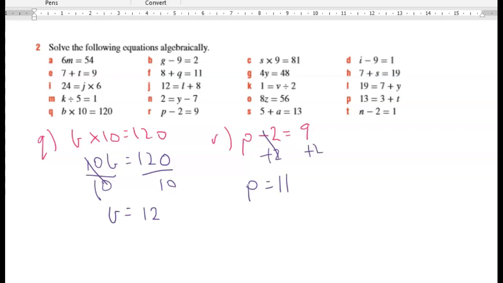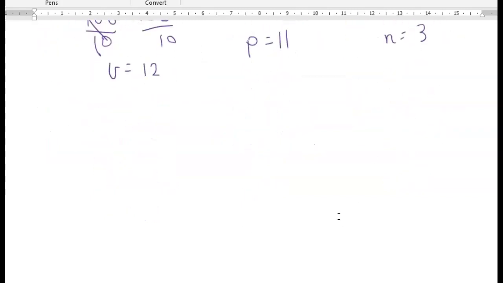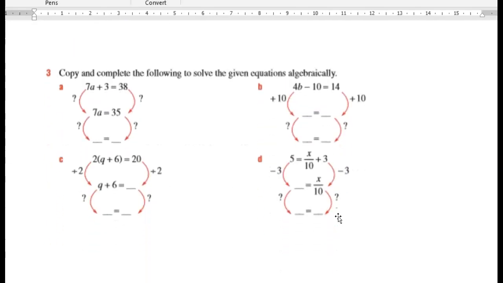All right, and maybe we'll finish with T. So we've got N minus 2 equals 1, which is pretty much quite similar to the question R. We've got minus 2, so we're going to add 2. So remember, whatever we do to one side, we need to do to the other side. Okay? And if you like, you can go back and substitute your number back in to check your answer.